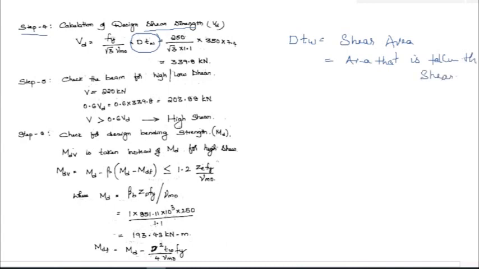So for rolled section, it is d into tw. This is for rolled section. For built-up section, it is small d into tw. Okay, so now substitute these values and you get 339.8 kilonewton. So what do you mean by this step?